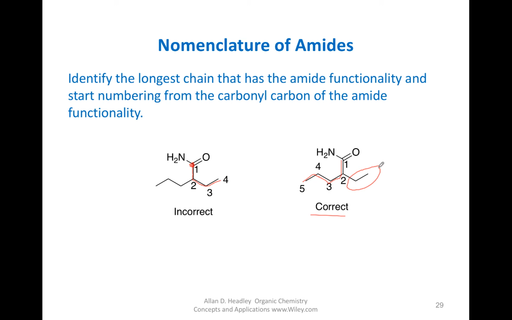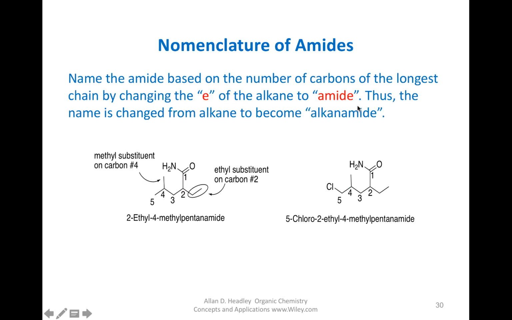How do we name the amides? Here's the systematic way. We change the E of the alkane that has the longest chain to amide. So the name becomes alkanamide. Again, notice that A. So this is an alkanamide.